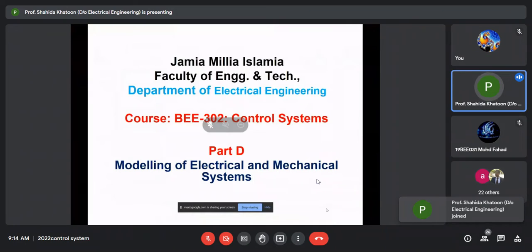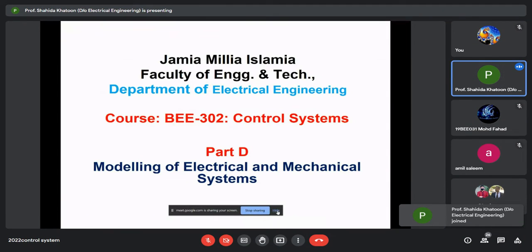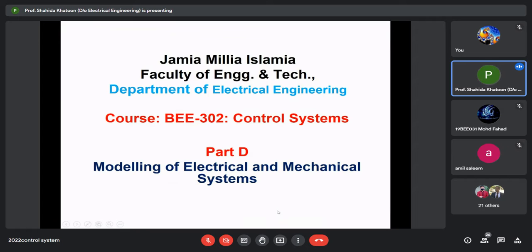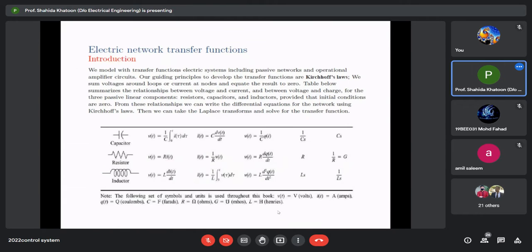Modeling of electrical and mechanical systems, which is the second part of unit one. So we model the electrical or mechanical systems with the help of transfer functions, including passive networks and operational amplifiers.